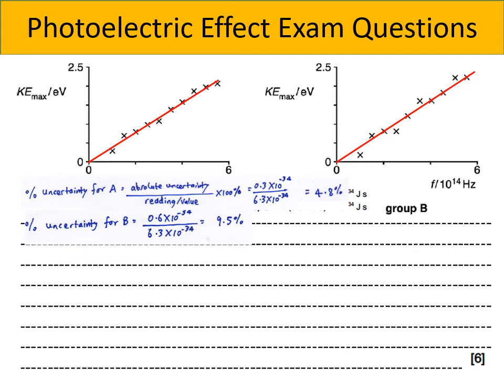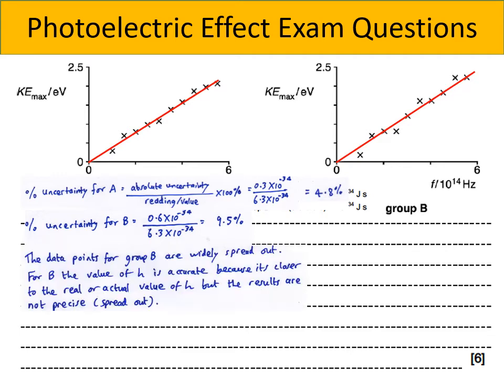They have a percentage uncertainty given by 0.6 times 10 to the power minus 34 divided by 6.6 times 10 to the power minus 34, not 6.3, and that gives us a percentage uncertainty of 9.5%.